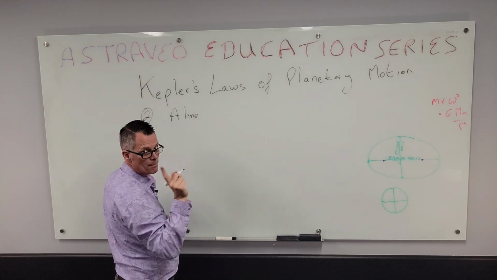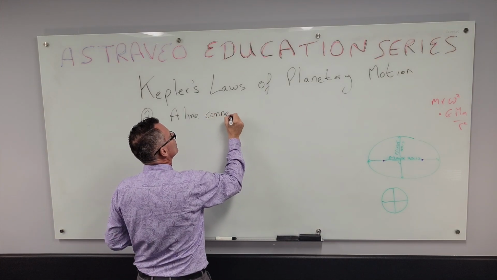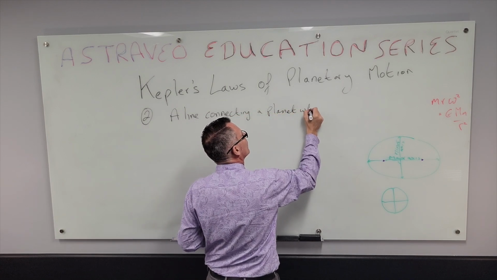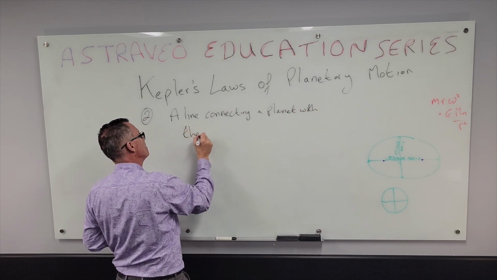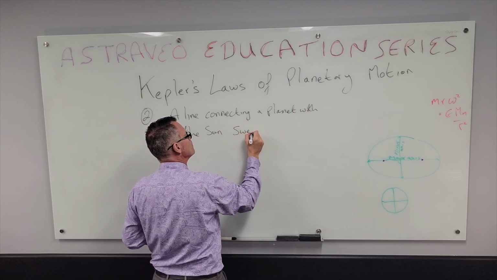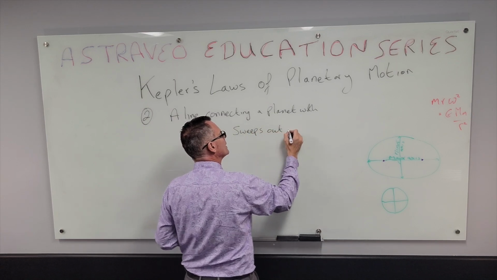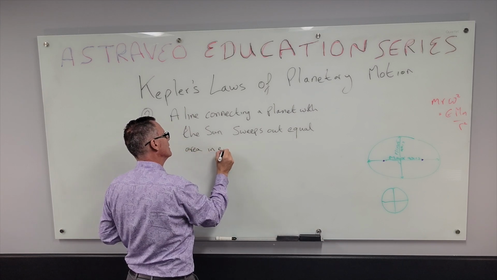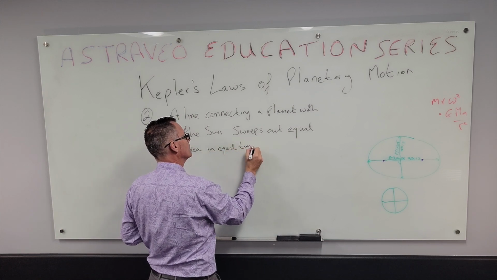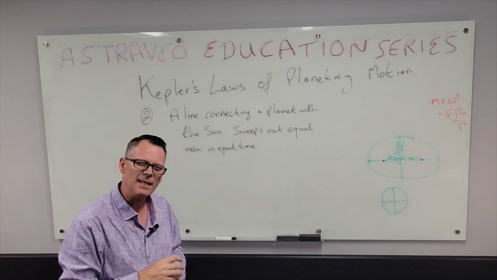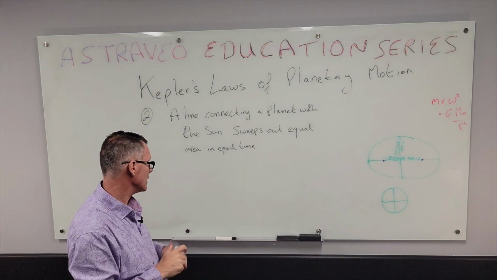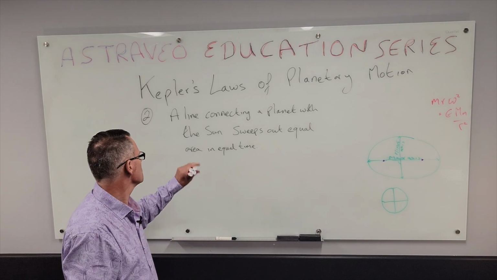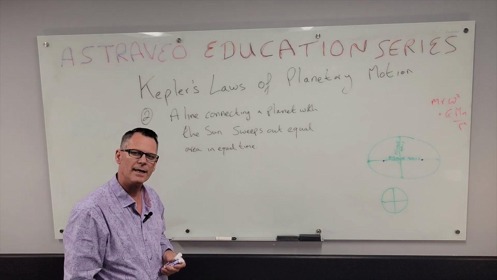A line, now it's going to be an imaginary line, obviously, connecting a planet with the sun, sweeps out, and I'll explain this in a second, equal area in equal time. Now that is an interesting concept. An imaginary line connecting a planet with the sun as the planet moves in an elliptical orbit around the sun sweeps out equal area in equal time.